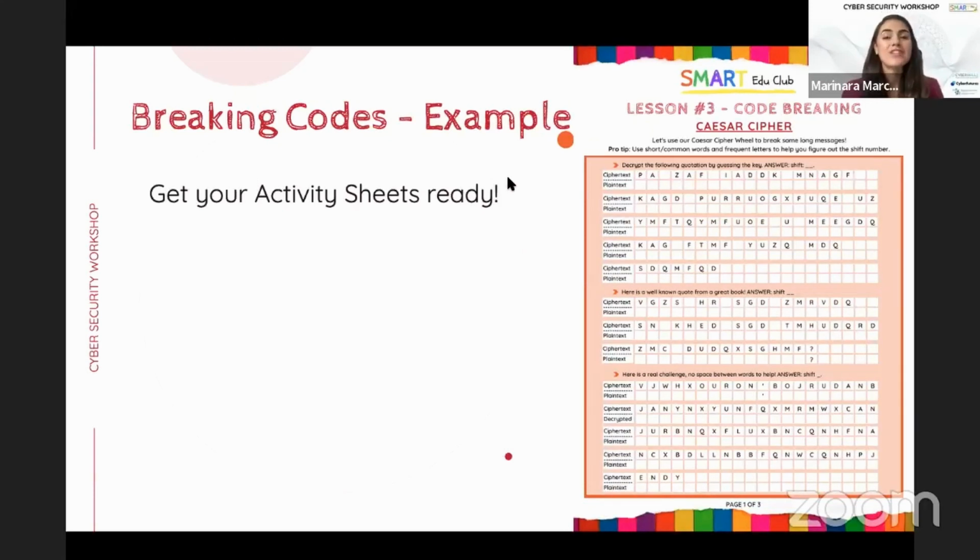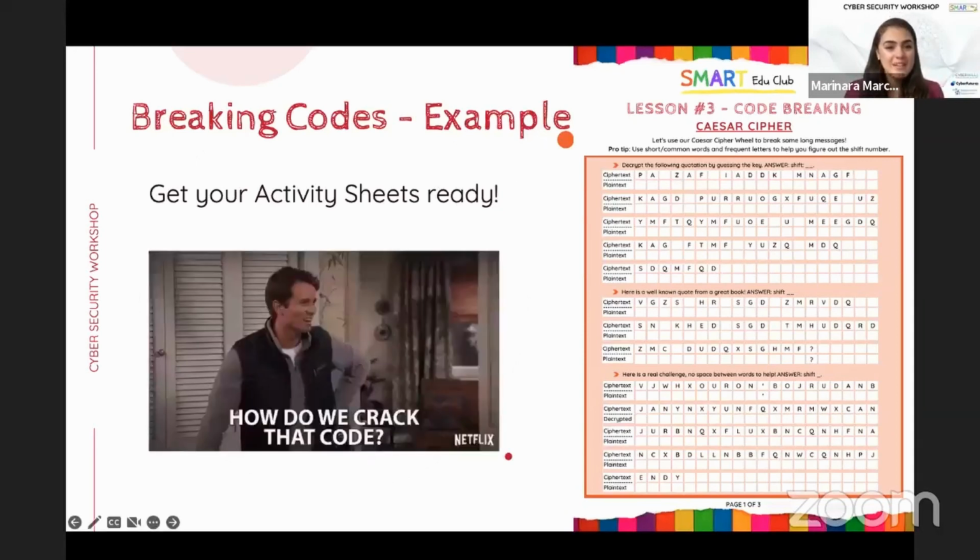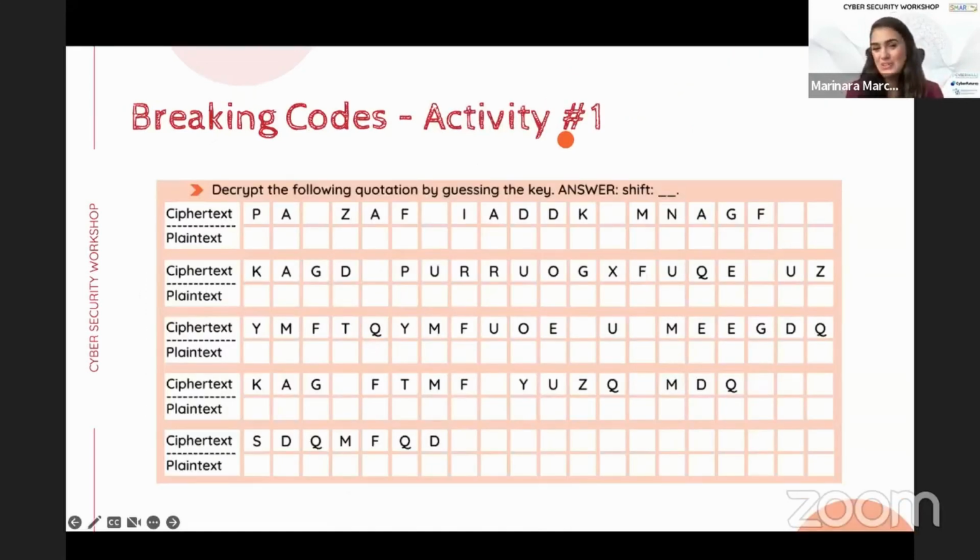So yeah, with this, do you guys have the activity sheets with you for lesson 3? If you don't have them, don't worry, you can still follow using the slides here, but if you do have it, just have it on your side and we can work through these examples together, okay? Brilliant. So let's crack the codes. We have a few examples to work through here.